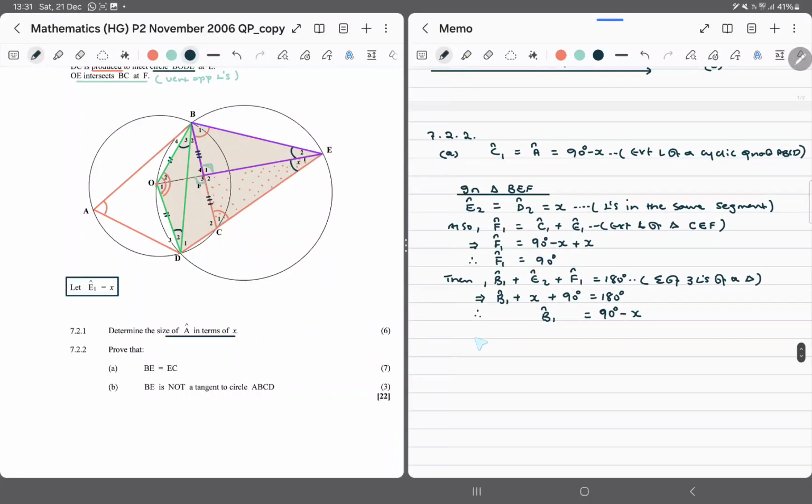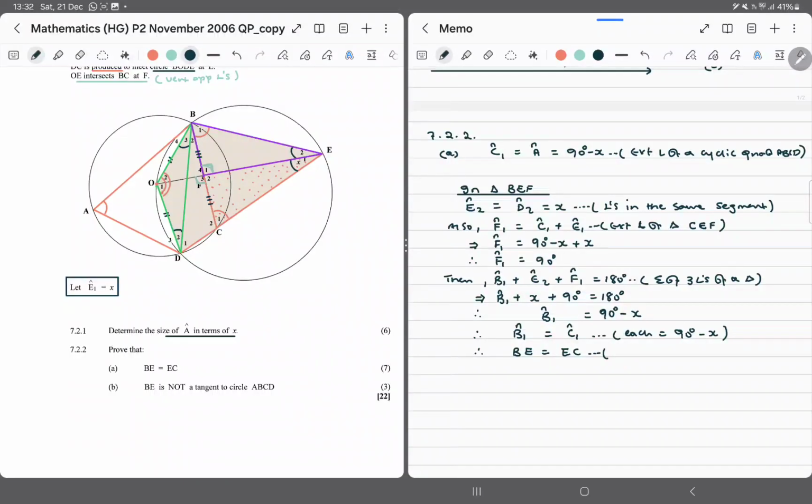We can say, therefore, angle B1 is equal to angle C1, and why is that? Each is equal to 90 degrees minus X. The only link is their size. We didn't have any other way we can say it. And if these two are equal, we can say, therefore, side BE must be equal to EC.